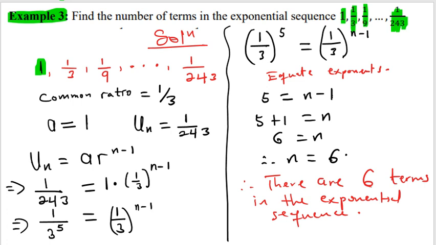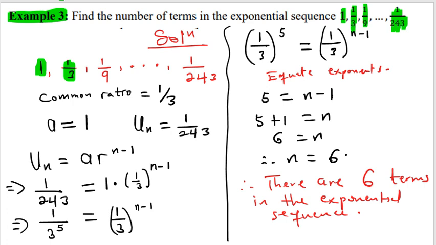Then how do we find the common ratio? The common ratio is the second term divided by the first term. So 1 on 3 divided by 1 will still give us 1 on 3. Or you can use the third term over the second term. You will still get 1 on 3. Therefore, our common ratio is 1 on 3.